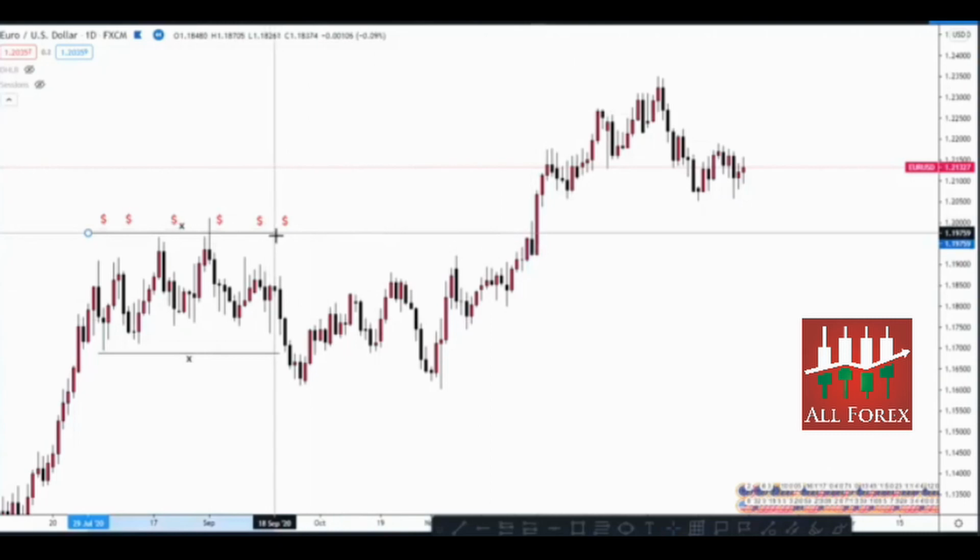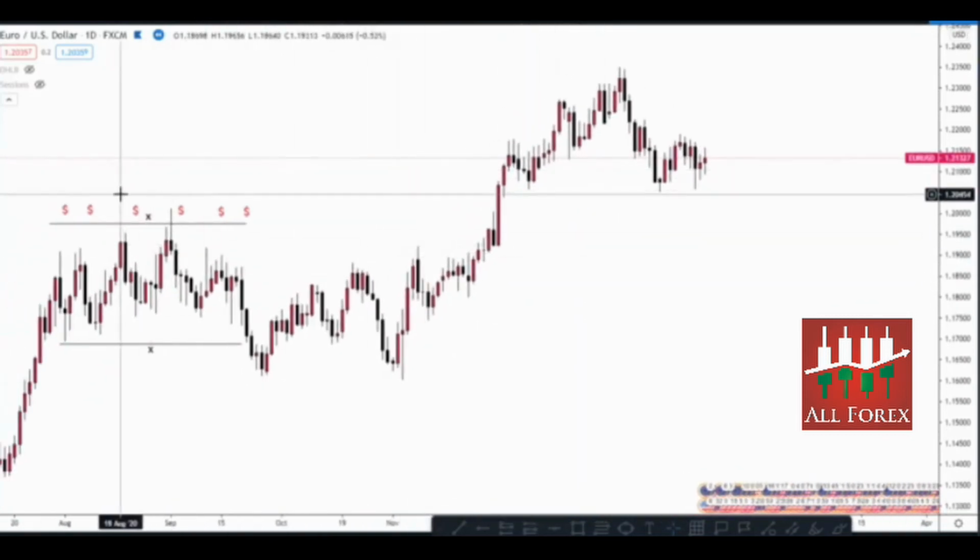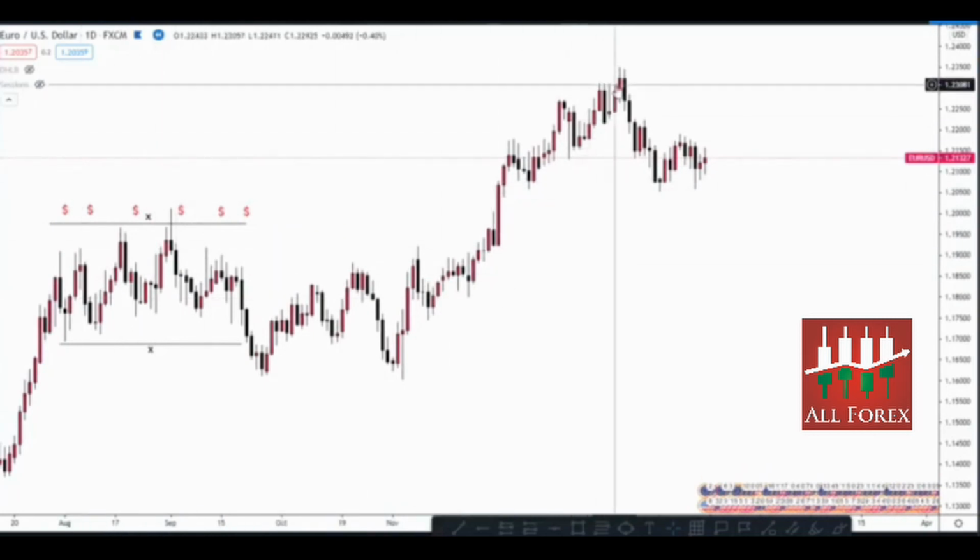So this is why it's important to map out your equal highs and equal lows to understand where liquidity is. Now I'm going to dive deep into why this is an important level of structure. So overall, we just took the money, we took liquidity from the top, and we're moving higher.